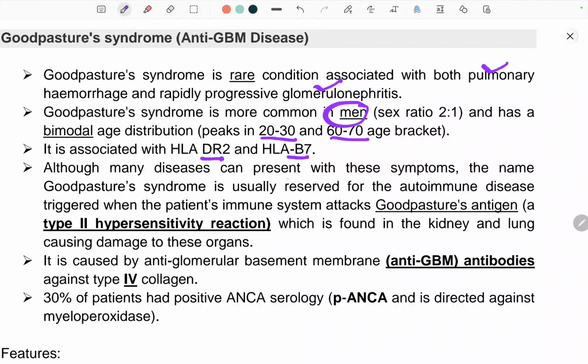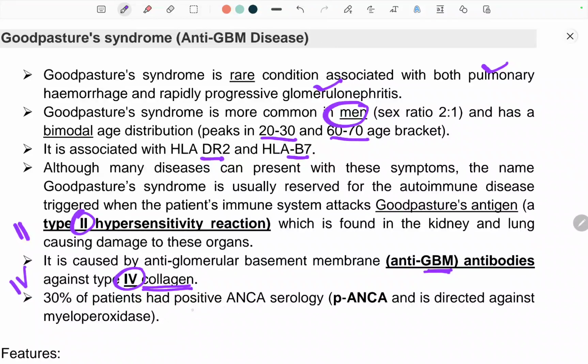Although many diseases can present with these symptoms, the name Goodpasture syndrome is usually reserved for the autoimmune disease triggered when the patient's immune system attacks the Goodpasture antigen, a type 2 hypersensitivity reaction, which is found in kidneys and lung, causing damage to these organs. It is caused by anti-glomerular basement membrane antibodies, anti-GBM antibodies against type 4 collagen. This is a type 2 hypersensitivity reaction against type 4 collagen.